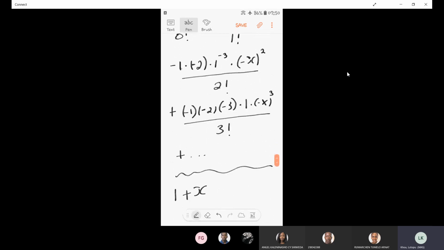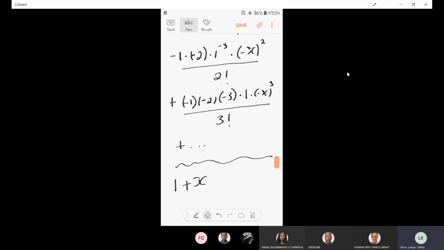And then my third term over here. So this is negative 1 times negative 2. This is positive 2, because negative and negative. And you see that this positive 2 will cancel with 2 factorial, because 2 factorial is equal to 2. So I'll be left with 1 to the power of negative 3, which is just 1. And then this term over here, when I square it, it becomes positive. So what I have is just plus x to the power of 2.